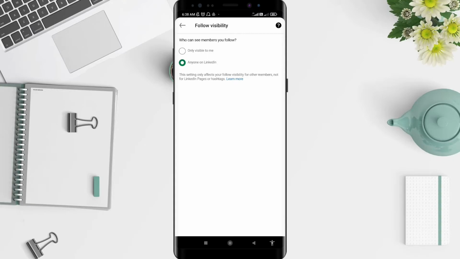And to make it so anyone cannot see, you choose only visible to me, and that directly makes it so anyone cannot see the members you follow. It's a very simple way to do it.